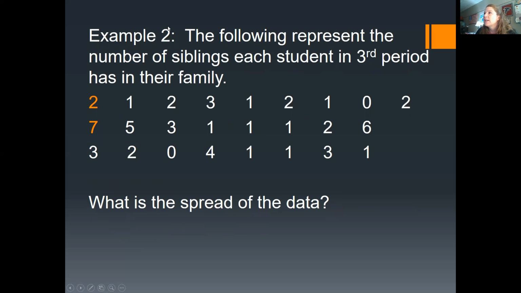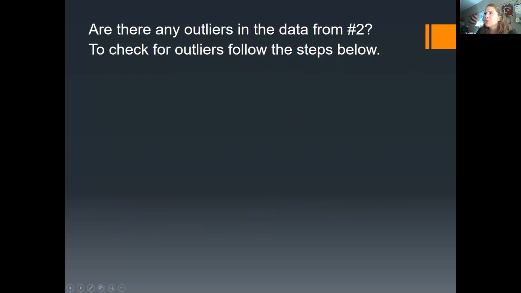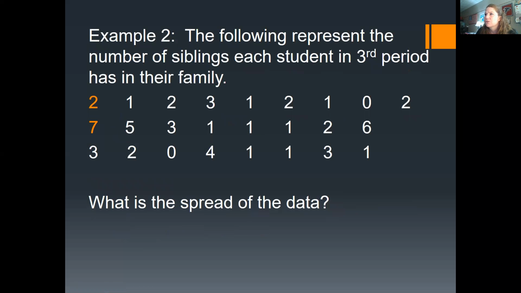All right, so example 2 wants us to figure out the spread of the data. And then we're going to look for outliers. All right, so I do want to go ahead and graph this. And then we're going to talk about outliers. All right, so do I want to do a box plot? Or do I want to do a dot plot? Let me think for a second. Let's go ahead and do a box and whisker plot.